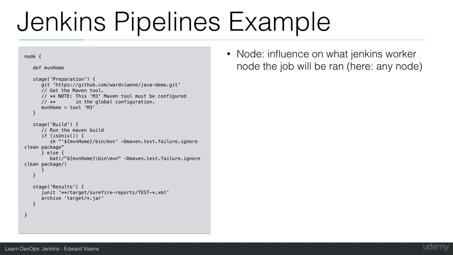The first thing that you see here is node. Node influences on what Jenkins worker node the job will be run. Here we just specify node, so we're not really defining on what Jenkins worker this job needs to be executed. I will explain this in detail when I explain the Jenkins slaves or Jenkins workers, when we have multiple nodes that can build Jenkins jobs. At that point, I will explain how this can be useful. But now, when we use this keyword node without any arguments, it just means this project can run on any node. And because we only have one node at the moment, it will just run on our master node.